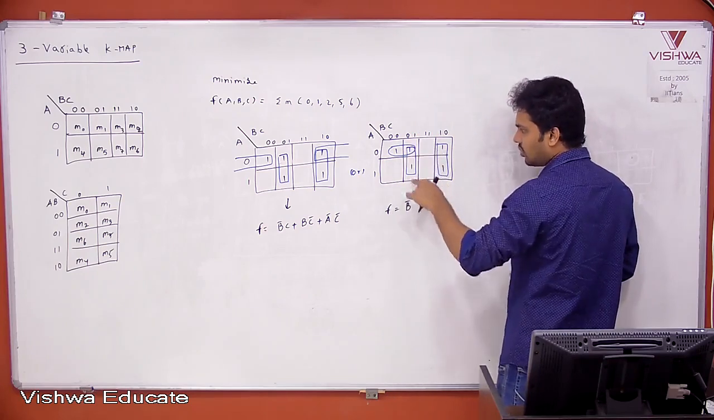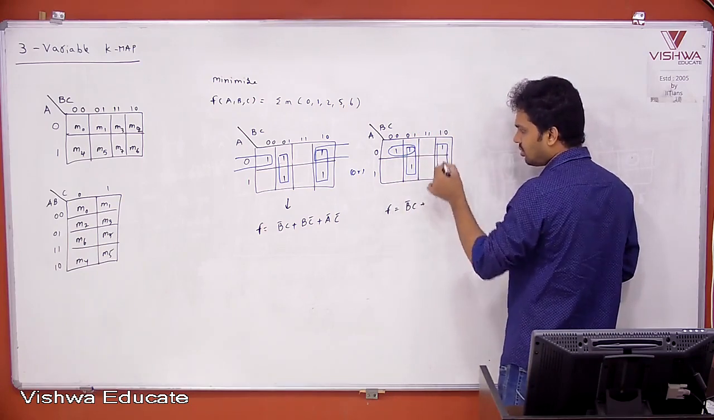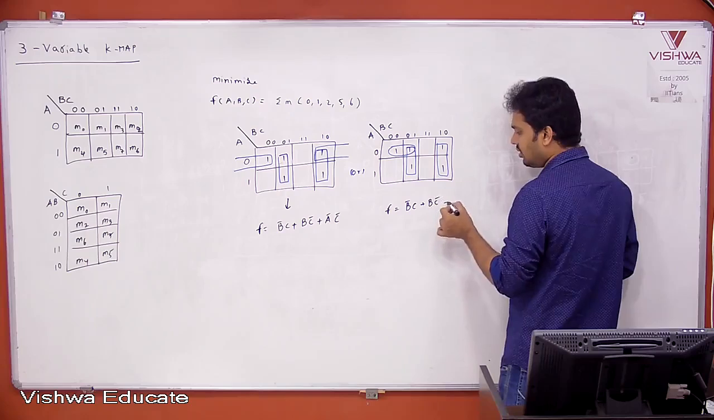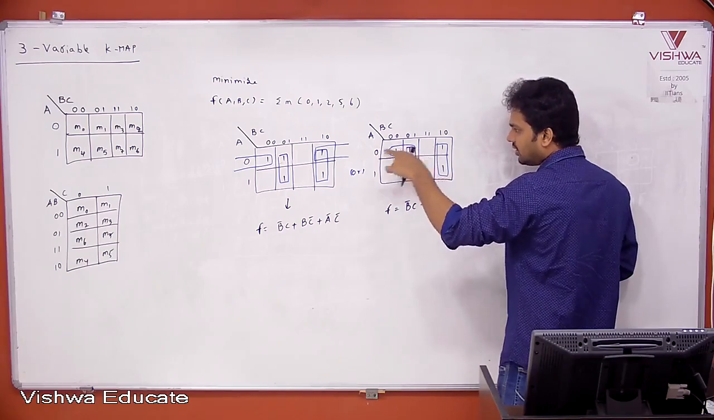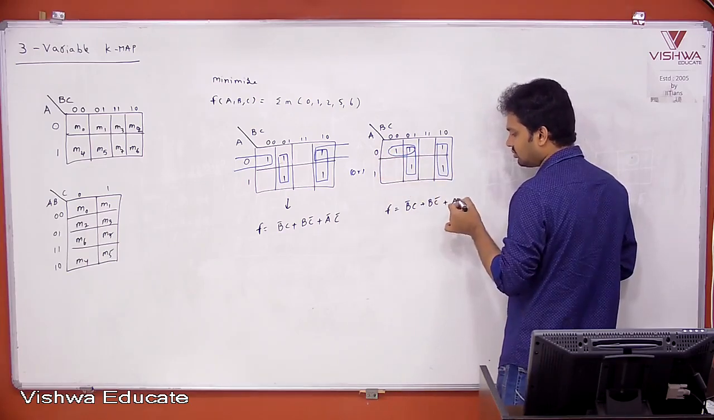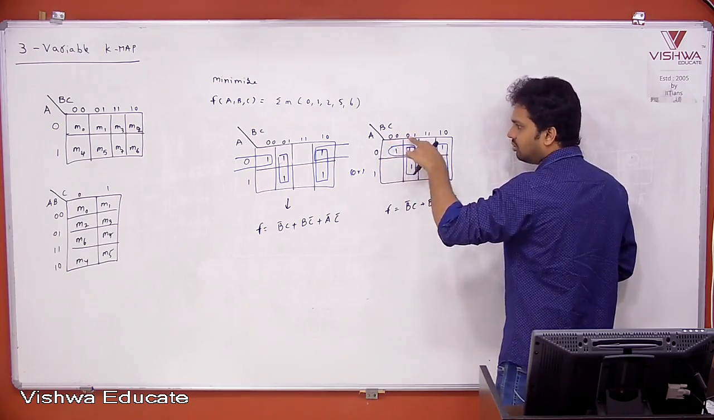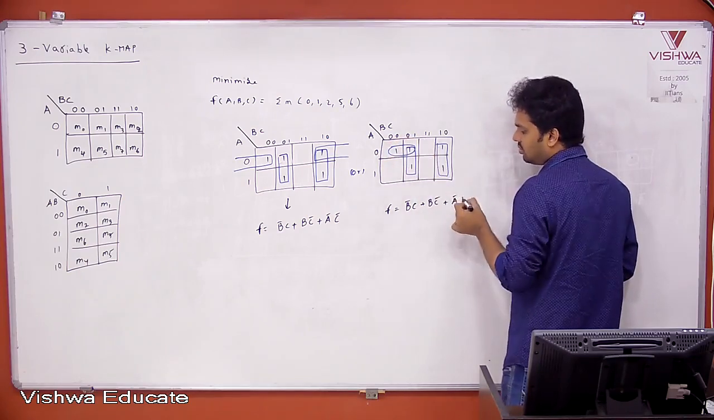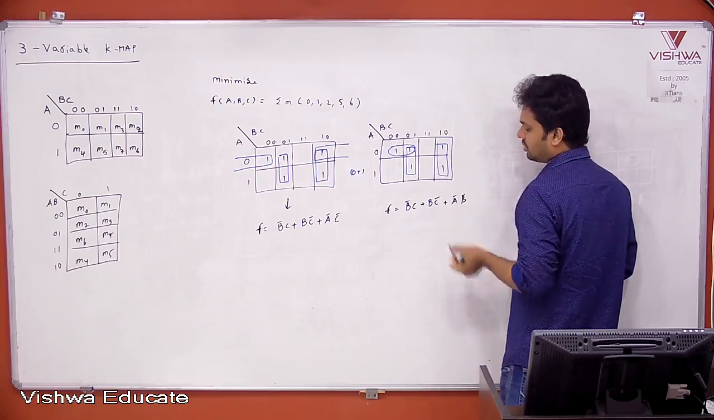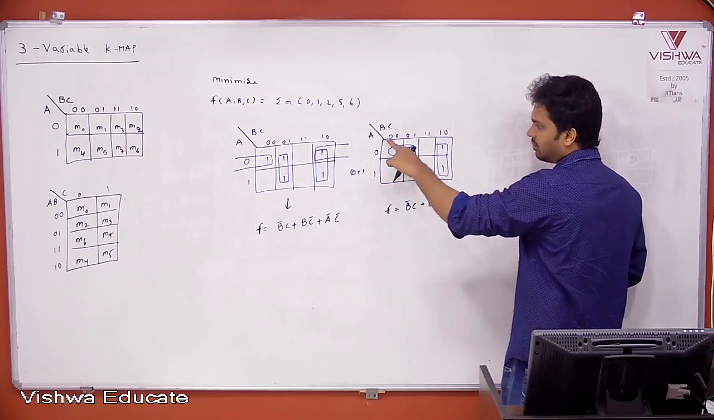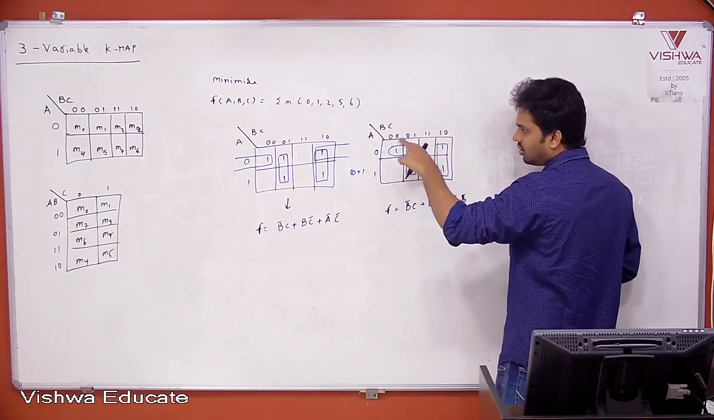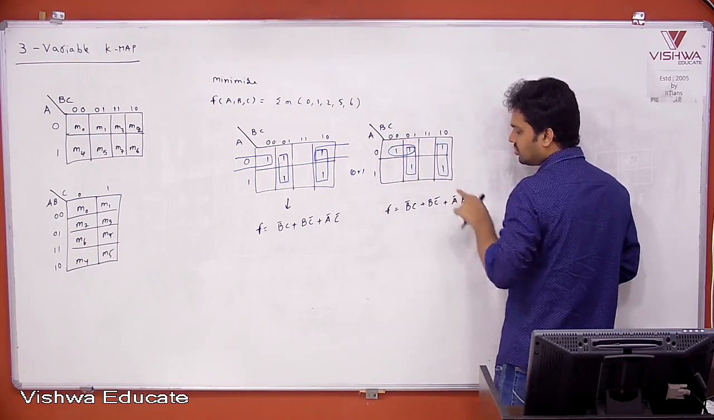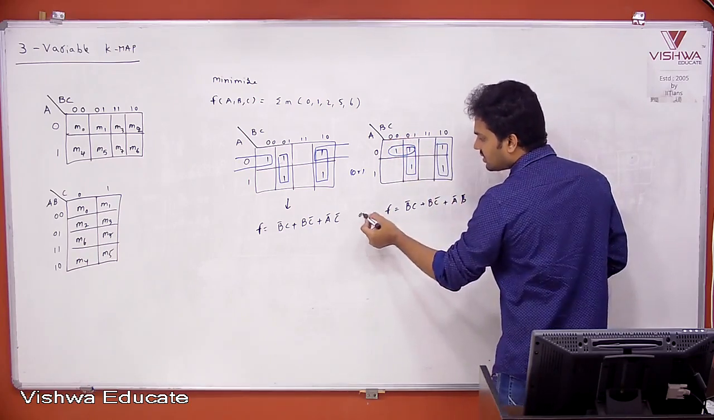What is F here? Same. This column is same, B bar C. This column is same, B C bar, plus here this pair. In this pair A bar into what is common in both? B bar. Because B is 0 in both, C can be neglected, so B bar. So both the answers are valid.